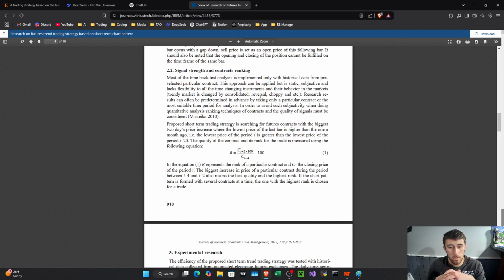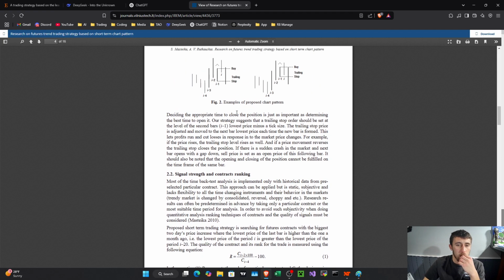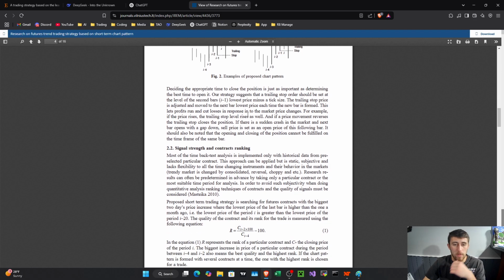R means the rank of a person. C, the closing price of the period I. The biggest increase in price of a particular contract during the period between best quality and the highest rank. If the chart pattern is moved on several contracts. Okay.